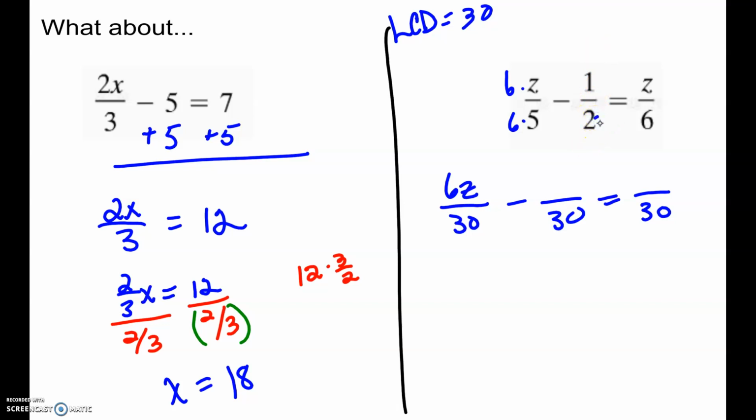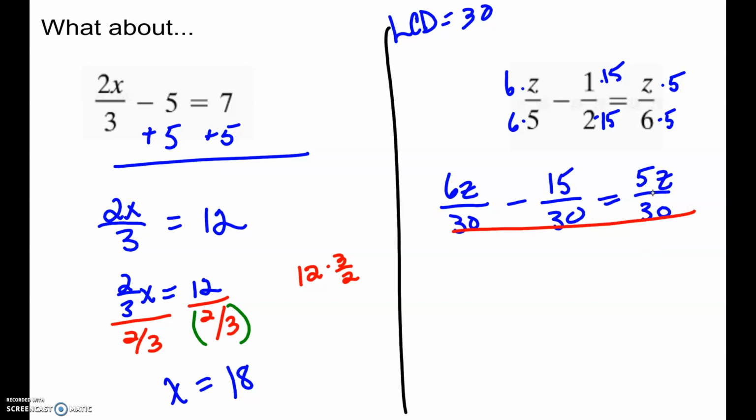So multiply the 2 on the bottom by 15 and I'd have 30. Do the same to the top, so that becomes 15 times 1, or 15. The last one, z over 6, we'd have to multiply the bottom by 5, so we'll multiply the top by 5 and get 5z.